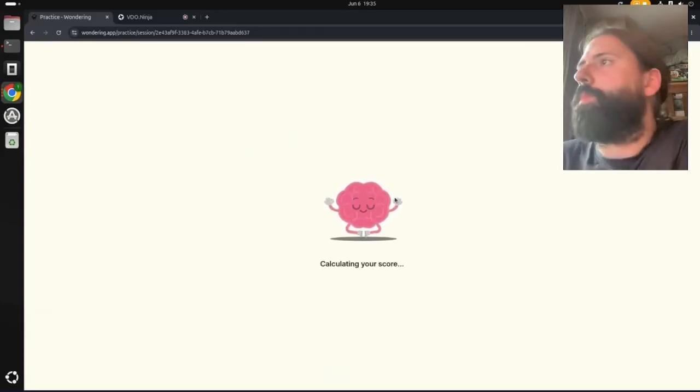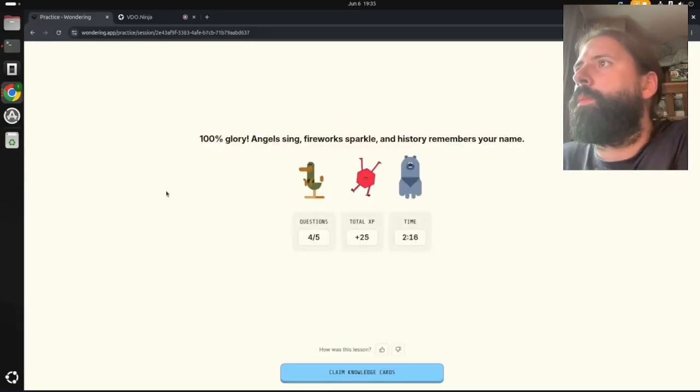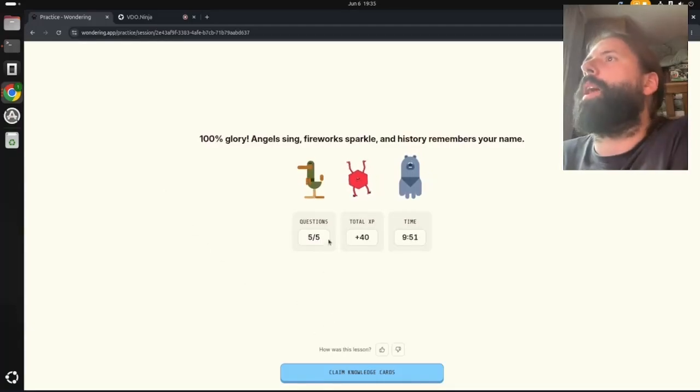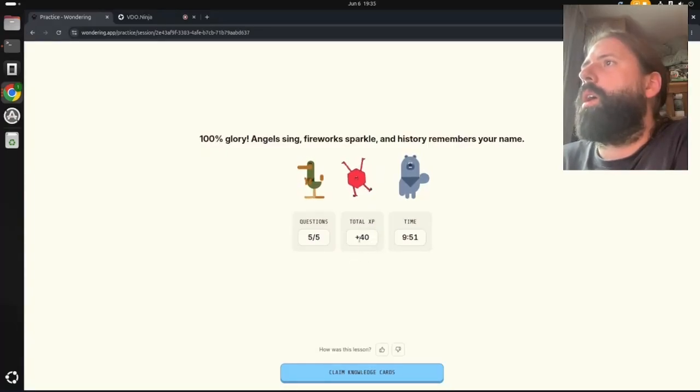Calculating your score. Those things just mean nothing to me. I don't really understand what the XP really means, and what does this give me beyond, it feels like stupid gamification.